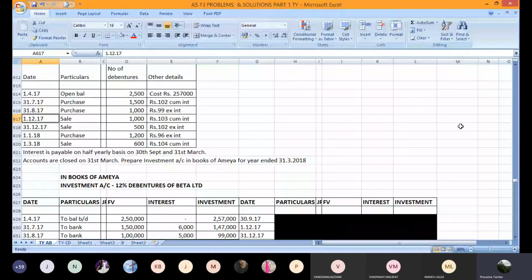On these 5 lakh rupees, you will get interest at 12% per annum. For how many months will you receive the interest? 6 months. 6 months, right? 6 months. I've been telling you. 6 months, sir.